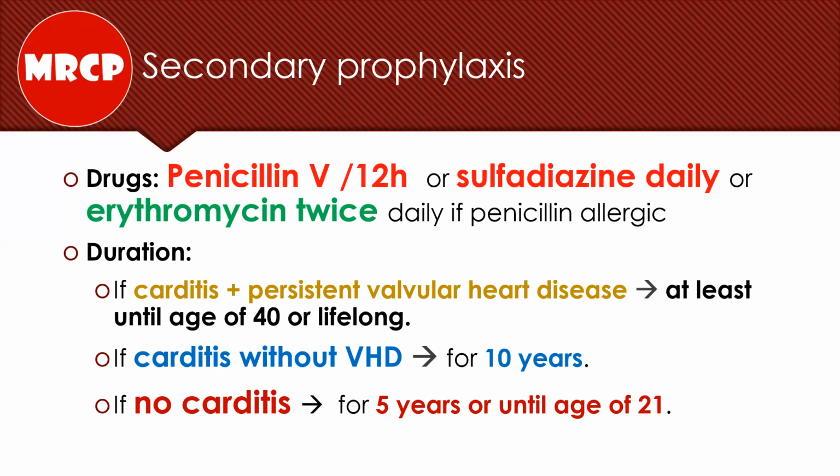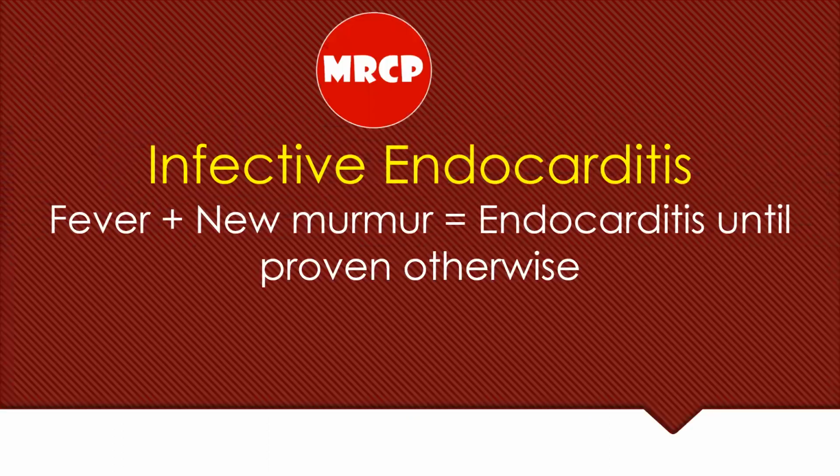A patient presenting to you with rheumatic fever and persistent valvular heart disease, you should give secondary antibiotic prophylaxis for at least until the age of 40 or lifelong. If carditis without valvular heart disease, this is for 10 years. If no carditis at all, you give it for 5 years or until the age of 21. This is all about rheumatic fever. I hope that it has been clarified now.